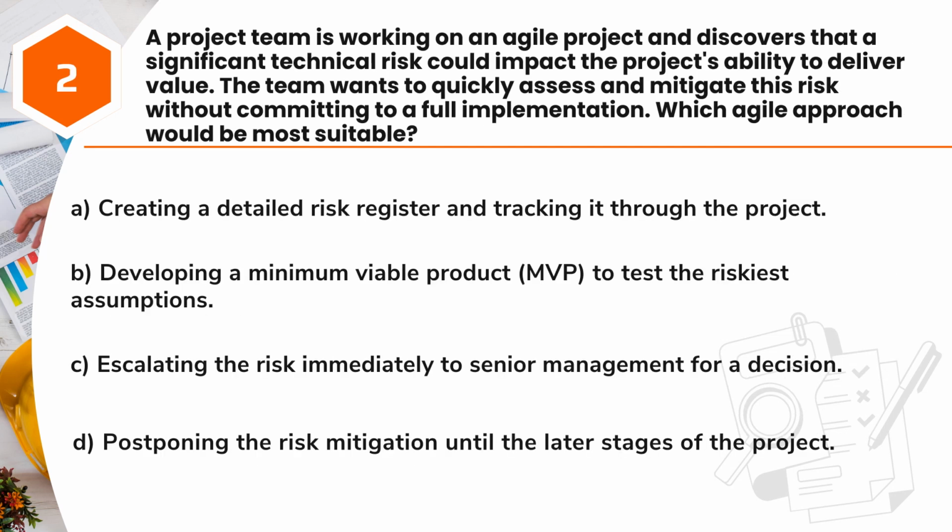Question 2. A project team is working on an agile project and discovers that a significant technical risk could impact the project's ability to deliver value. The team wants to quickly assess and mitigate this risk without committing to a full implementation. Which agile approach would be most suitable? A. Creating a detailed risk register and tracking it through the project. B. Developing a minimum viable product, MVP, to test the riskiest assumptions. C. Escalating the risk immediately to senior management for a decision. D. Postponing the risk mitigation until the later stages of the project.